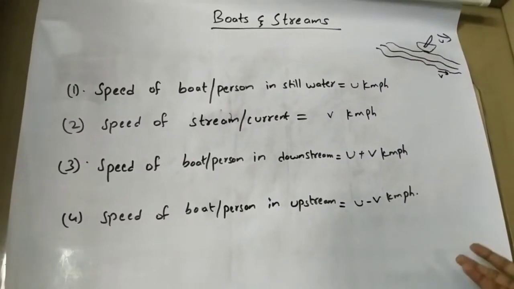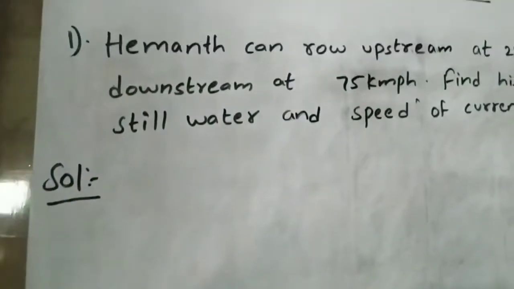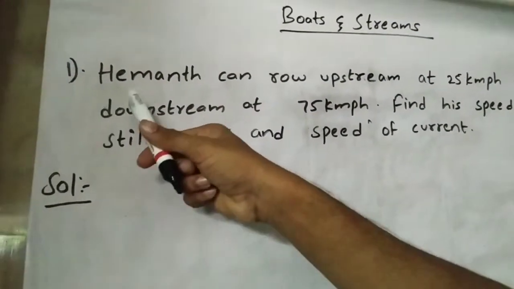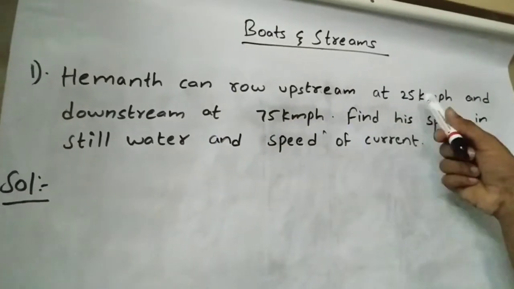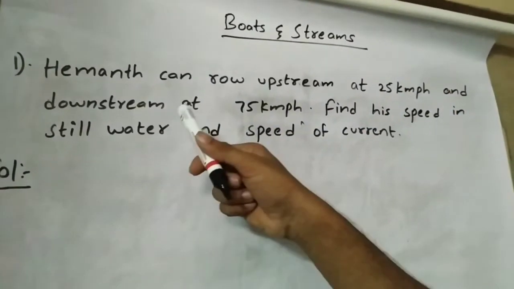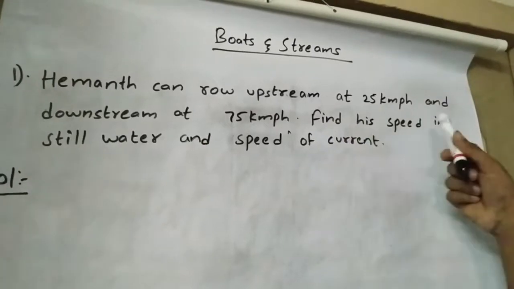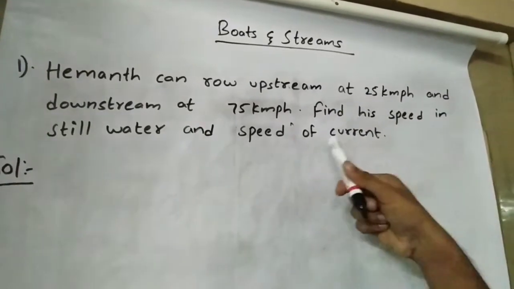So we'll see a few examples to understand this in a better way. Here in this first question, it is given that Hemant can row upstream at 25 km per hour and downstream at 75 km per hour. Find his speed in still water and speed of current.